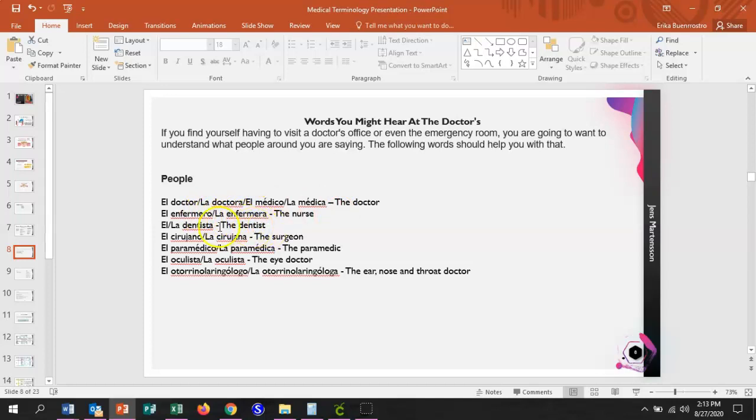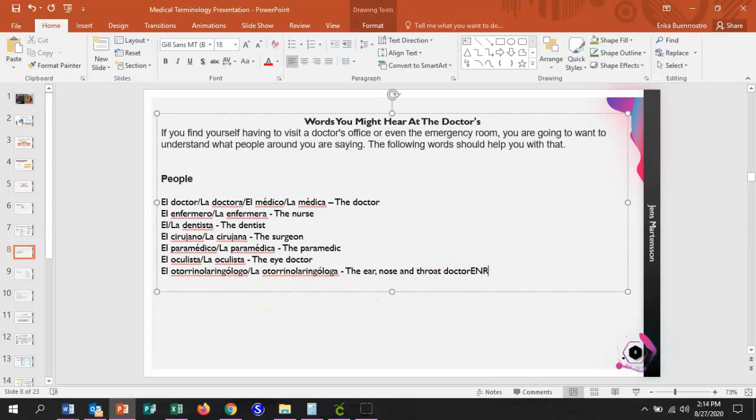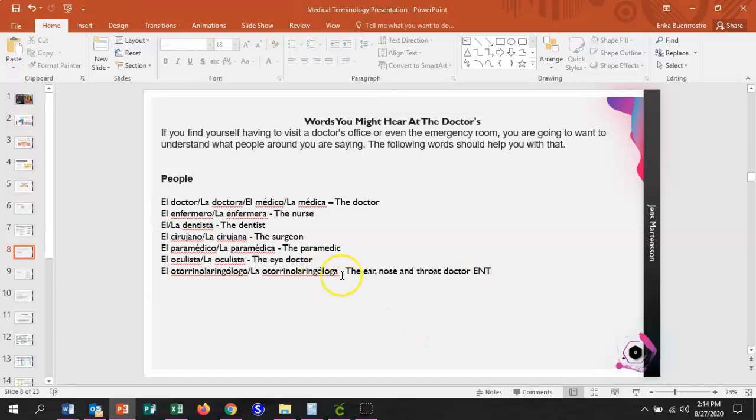The dentist, okay, la dentista. El is masculine, la is feminine. The surgeon, el cirujano, la cirujana. The paramedic, el paramédico, la paramédica. Once again, masculine, feminine. The eye doctor, el oculista, la oculista. And the ear, nose, and throat doctor, which is ENT for us here. I know that's a very common way for ENT. There we go. For us here is el otorrinolaringólogo.